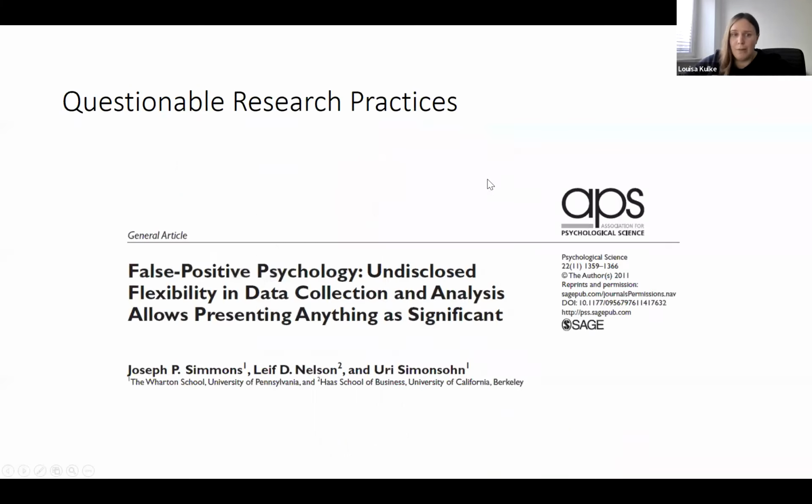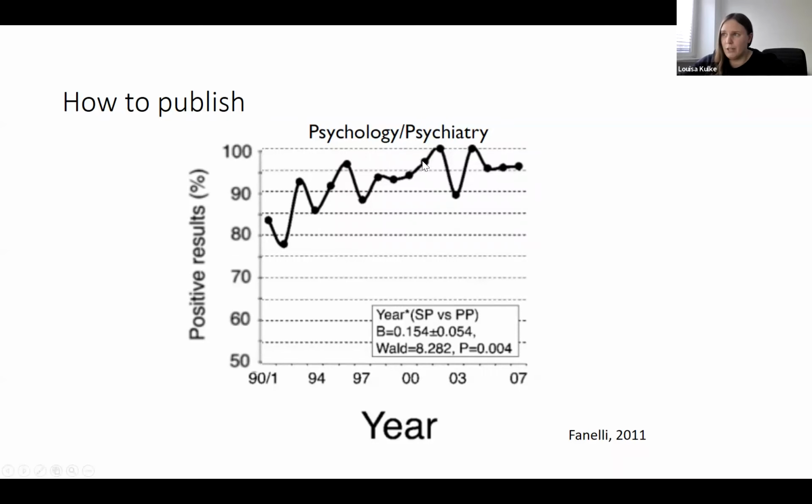And that in turn is related to some problematic research practices that we can use to get these positive results. And there's so much pressure to get the positive results that we might actually tweak our findings so we get them. And there are some articles on these questionable research practices, for example, on false positive psychology, showing that you can do a lot of things to make a result significant, even though it's not.